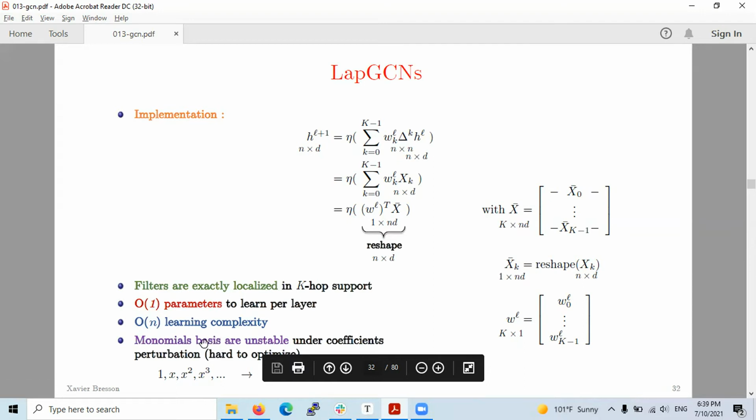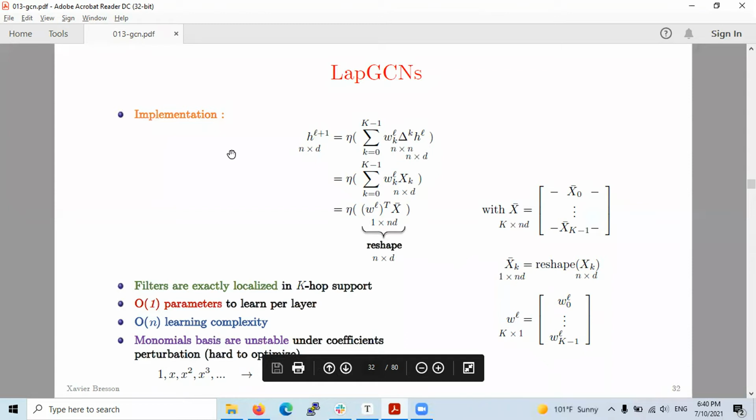Probably because when he uses the word basis, eigenvectors were the basis, that is, orthogonal functions or orthogonal vectors for that particular matrix. So they are unstable, he says, under the coefficient perturbation. I didn't really grasp what coefficient perturbation means. If someone can throw light on this.